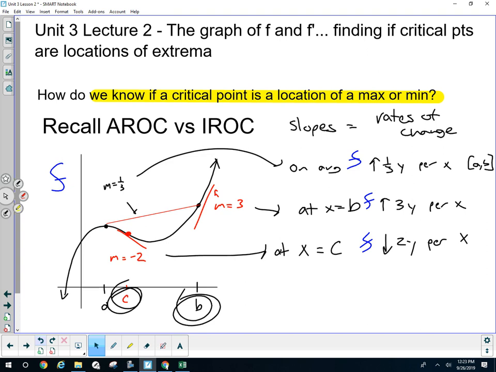Now, I used up and down. How do I know that we're going up? How do I know that we're going down? Discuss. Positive versus a negative. And this is important. This is like the key to this lesson and the key to our discovery of whether or not critical points are actual maxes or mins.